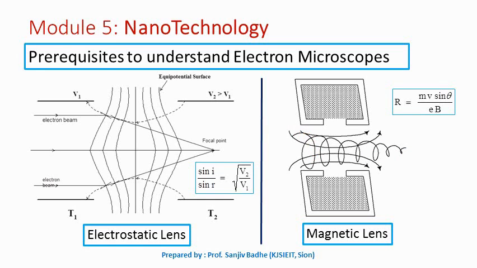The radius of this helical path is given by m v sin theta upon E B, where m is the mass of the electron, v is the velocity with which the electron is traveling, theta is the angle at which the electron enters the magnetic field, E is the charge on the electron, and B is the magnetic induction.